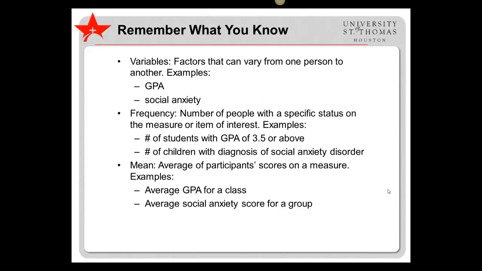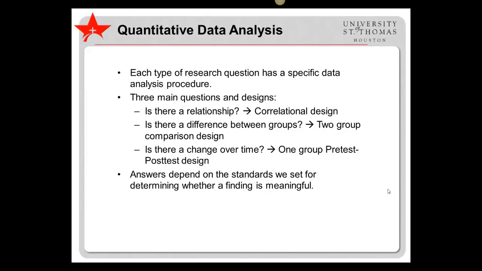The mean is the average of participant scores on a measure. Examples include average GPA for a class or average social anxiety score for a group. So far, we have just been describing data for a group. Our next step is to interpret data, to make sense of the results so that we can say something meaningful about our findings. Each type of research question has a specific data analysis procedure that goes with it.